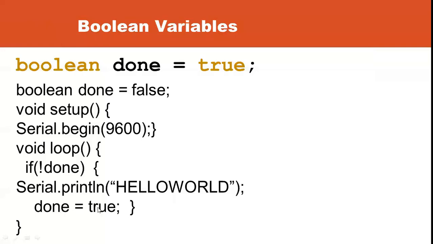So now done is equal to true. Once again when the execution starts at loop, it will check that the done value is true, negation of true is false, so this if portion is skipped.